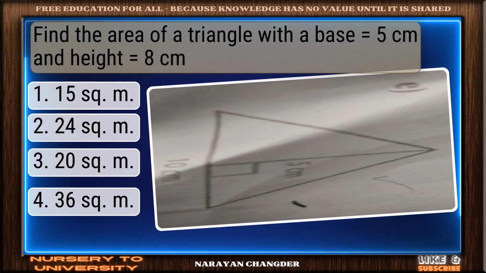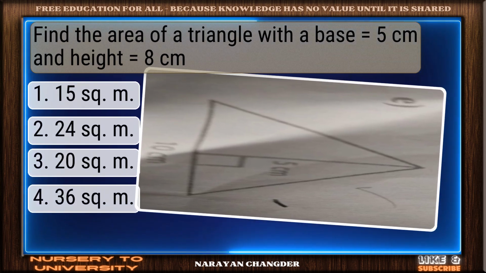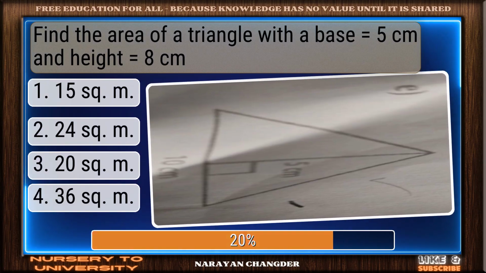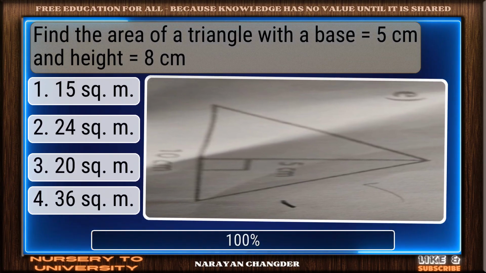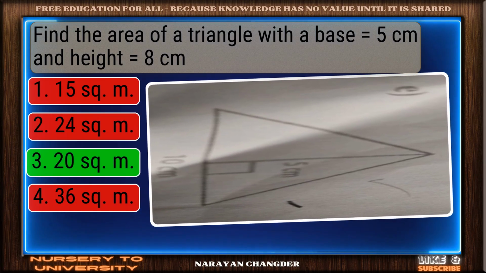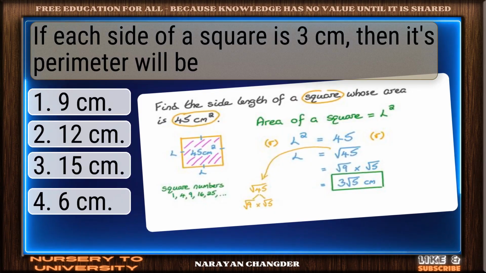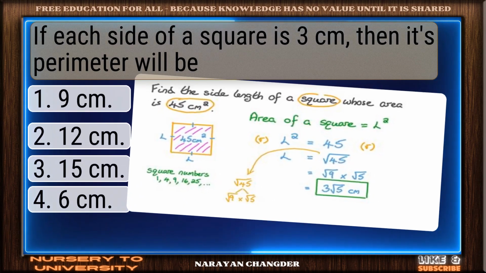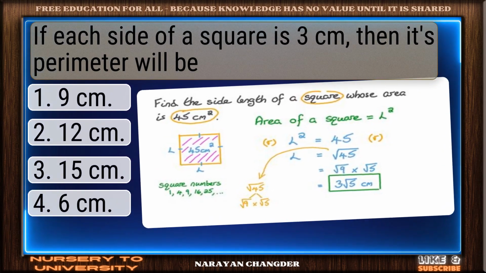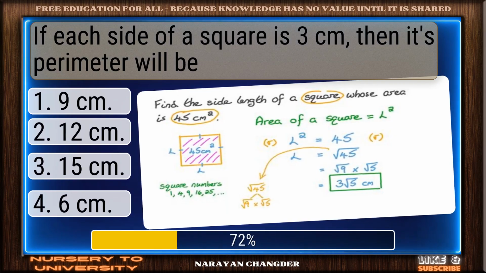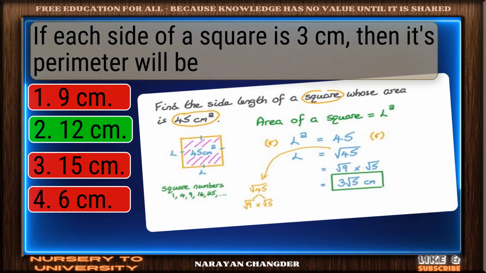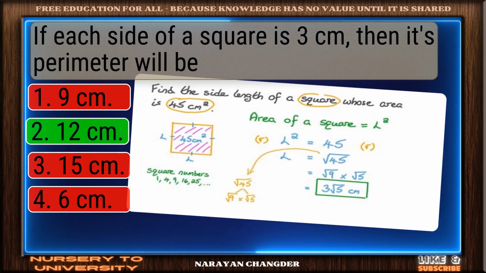Find the area of a triangle with a base equal to 5 cm and height equal to 8 cm. Valid point. 20 sq cm is true. If each side of a square is 3 cm, then its perimeter will be. On track. 12 cm is the correct answer.